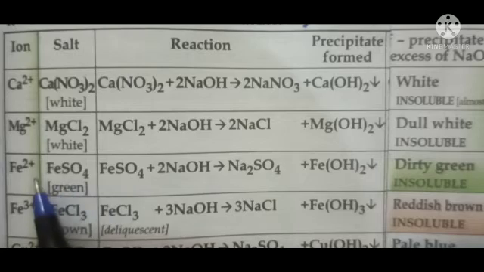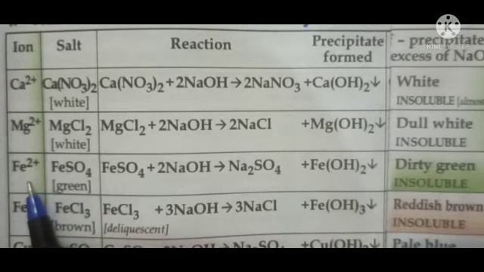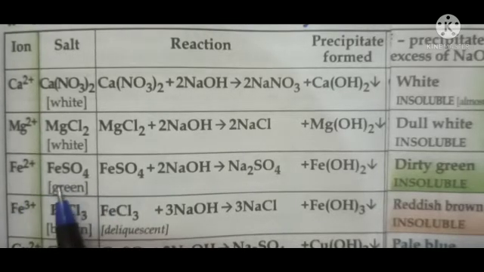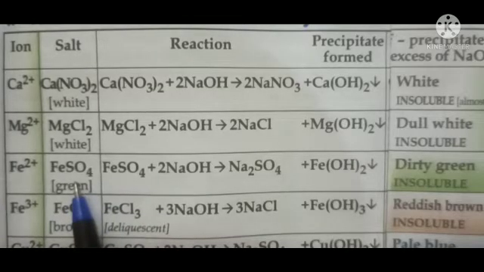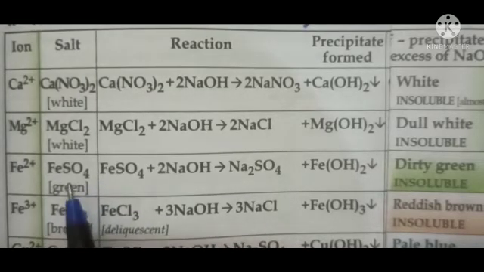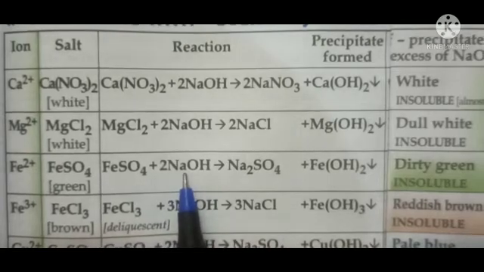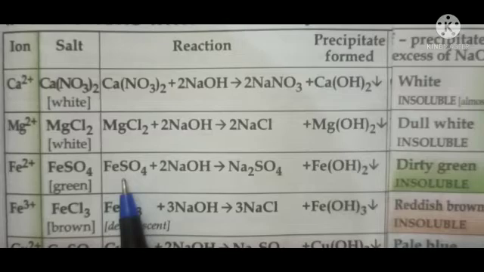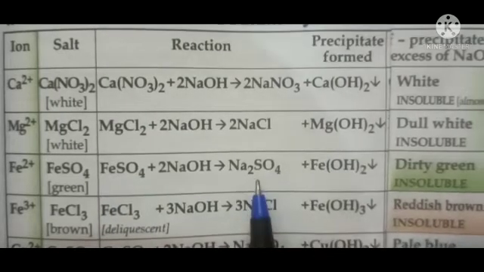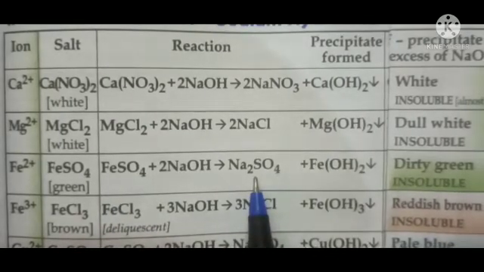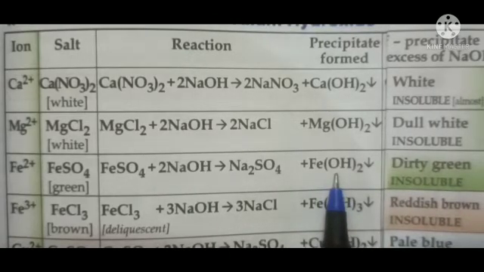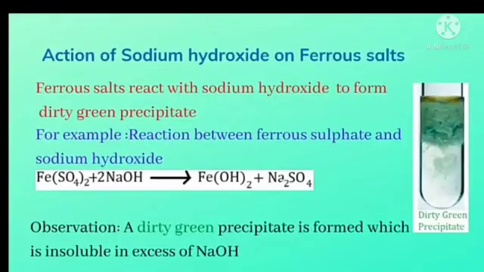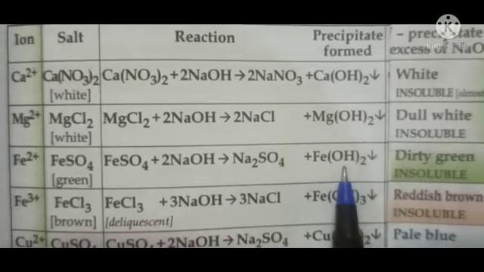Now the third cation is iron 2 or ferrous iron, and you will take the salt ferrous sulfate which is green in color. When you add a few drops of sodium hydroxide solution in ferrous sulfate solution, you will get a soluble solution of sodium sulfate and an insoluble precipitate of iron 2 hydroxide. And what color precipitate will you get? A dirty green insoluble precipitate, right?